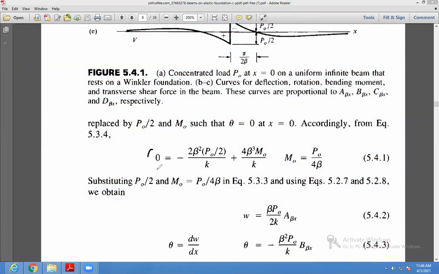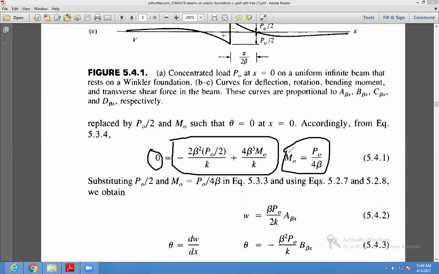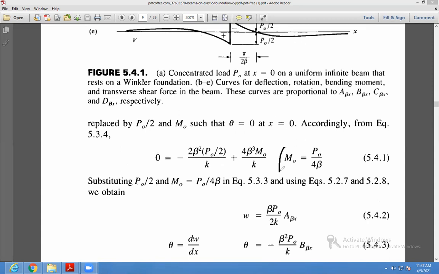Now theta is 0. So by putting the values, we get M naught in terms of P naught: M naught is equal to P naught divided by 4 beta. Beta gets cancelled, then k gets cancelled, then 2 gets cancelled. So the remaining is M naught equal to P naught by 4 beta. This is the value of M naught.